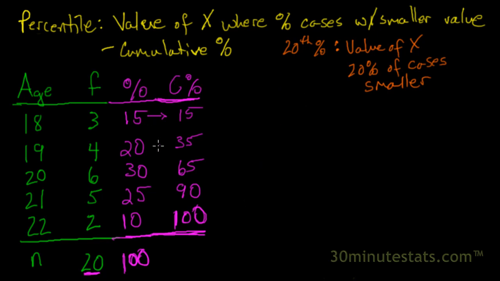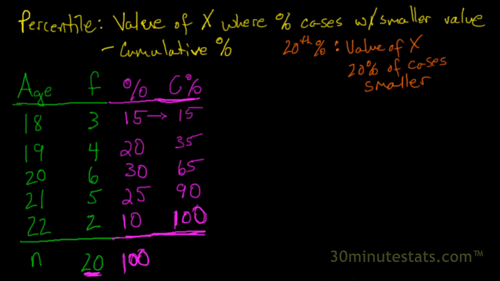And you'll recall that cumulative percentages refer to the percentage of the total sample that has a particular value for the variable or less. So in other words, our cumulative percentage for 19-year-olds, age 19 in our sample, is 35%. And what that means is that 35% of our sample is either age 19 or less. Okay, either 18 or 19. And you can see that that's true where we have 15% for 18-year-olds and 20% for 19-year-olds.